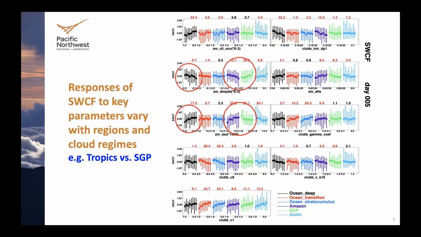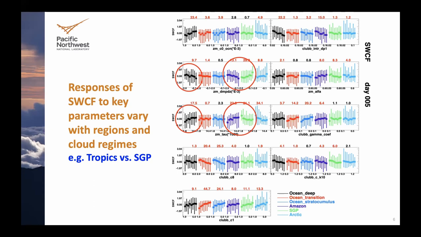This slide shows the response curve of the shortwave cloud forcing to 9 key parameters over the 6 regions. Basically, we divided the 256 simulations into 8 bins based on each parameter value. We highlight 2 parameters, DMPDZ, a parameter associated with entrainment rate, and tau. We can see that shortwave cloud forcing responds to the same parameter differently over different regions. For example, as highlighted in red, with increasing DMPDZ, shortwave cloud forcing decreases over both tropical ocean and land, but increases over the middle latitude land like SGP, similar to tau.